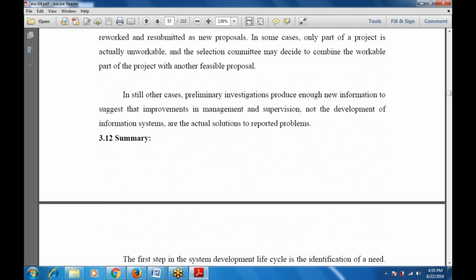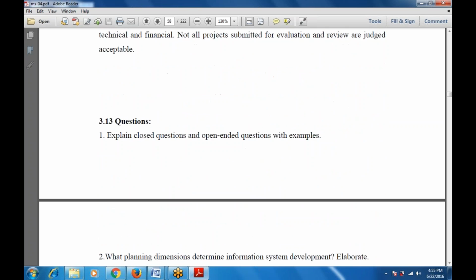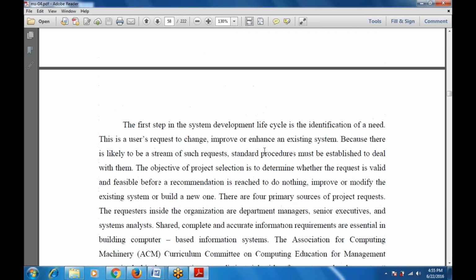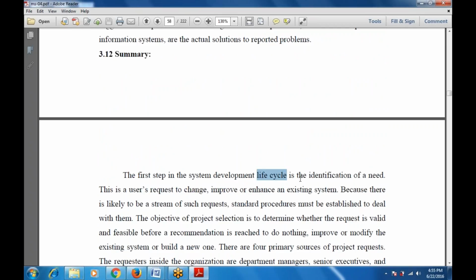Now, the next part is a summary of what we have covered in this chapter. The first step in the system development life cycle is identification of a need. This is the user's request to change, improve, or enhance an existing system. If there is likely to be a stream of such requests, standard procedures must be established to deal with them.